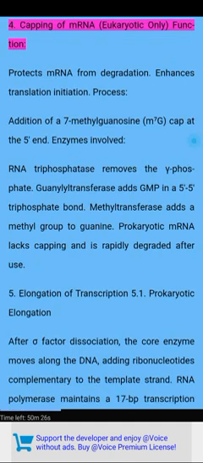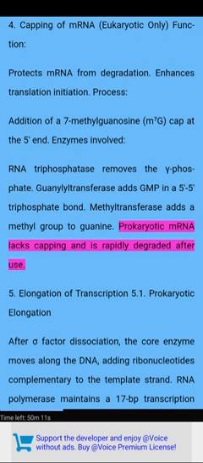4. Capping of mRNA, a eukaryotic-only function. It protects mRNA from degradation and enhances the translation initiation process. It involves addition of a 7-methylguanosine (m7G) cap at the 5' end. Enzymes involved: RNA triphosphatase removes the gamma phosphate. Guanylyltransferase adds GMP in a 5'-5' triphosphate bond. Methyltransferase adds a methyl group to guanine. Prokaryotic mRNA lacks capping and is rapidly degraded after use.